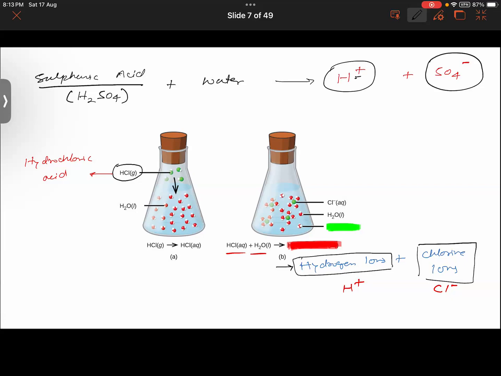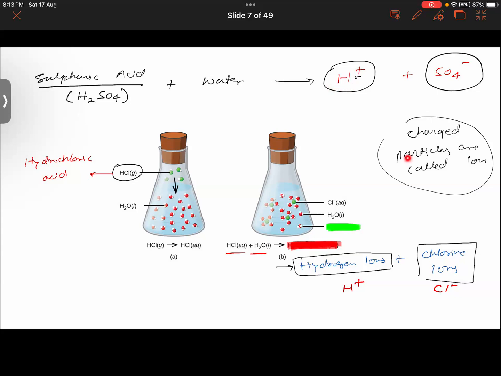Ions are basically charged particles. You know now, positive charged particles, negative charged particles. So these are charged particles. Charged particles are called ions. Getting it? What I'm trying to say? Charged particles are called ions, the particles which have charges on them.